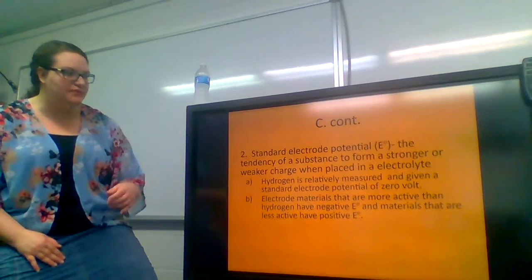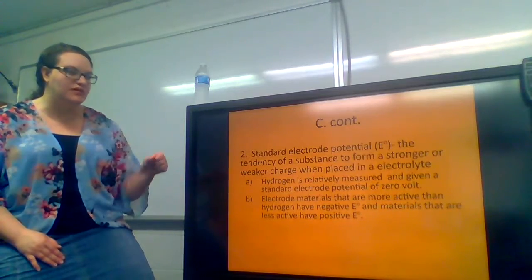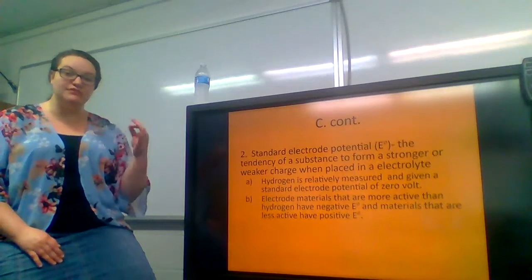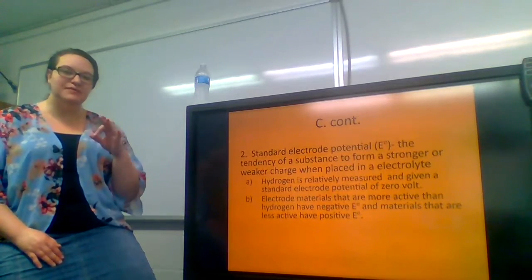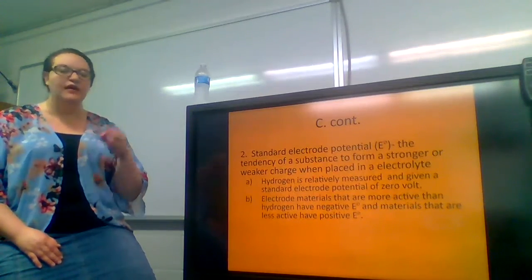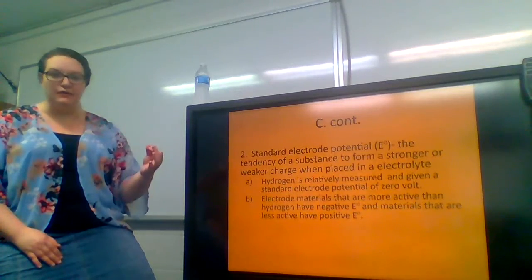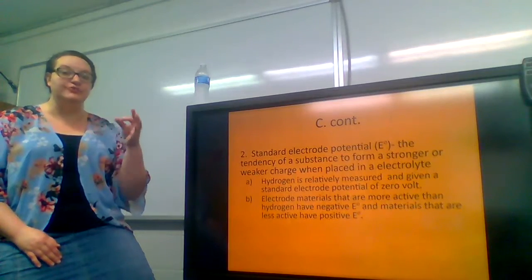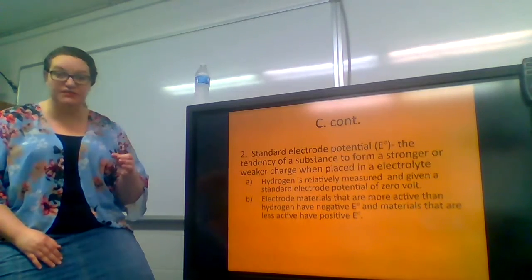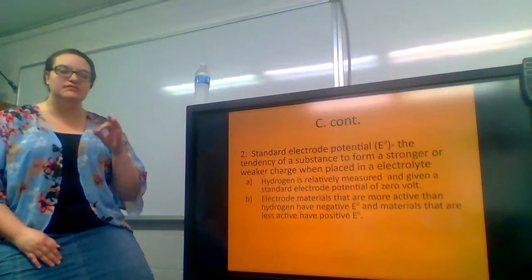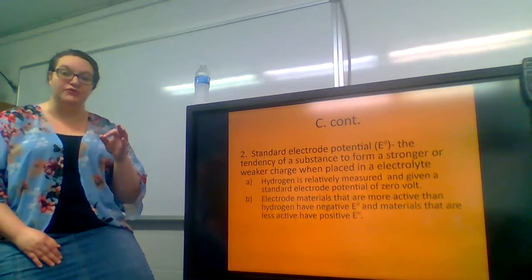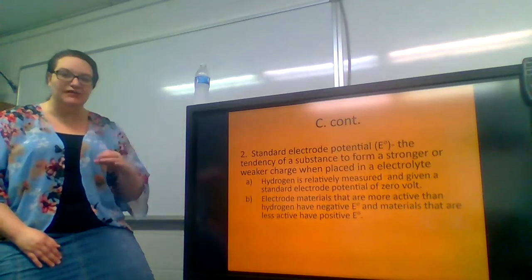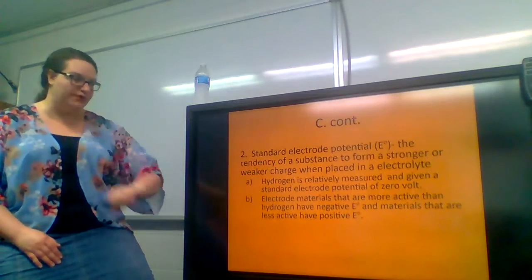Hydrogen is relatively measured and given a standard electrode potential of 0 volt. Hydrogen, if you've noticed, we've referred to it a couple times throughout this chapter, is typically your base element. It's what everything else revolves around. As far as looking at electrode potential, most of the time you're going to deal with hydrogen first. So hydrogen in the electrode potential range, that's your base number, that's 0 there for you.